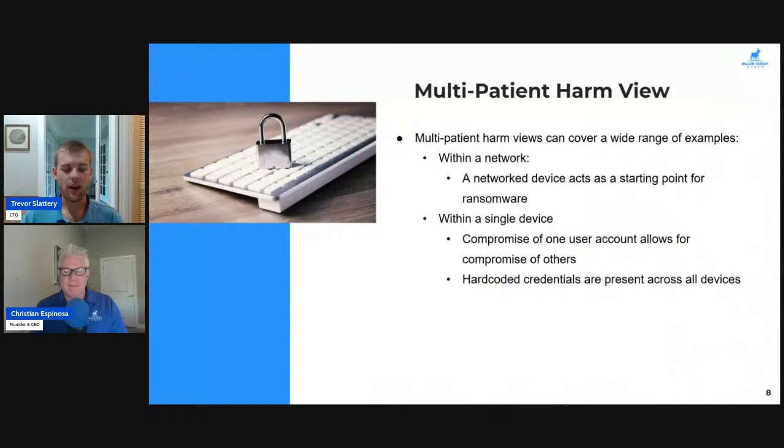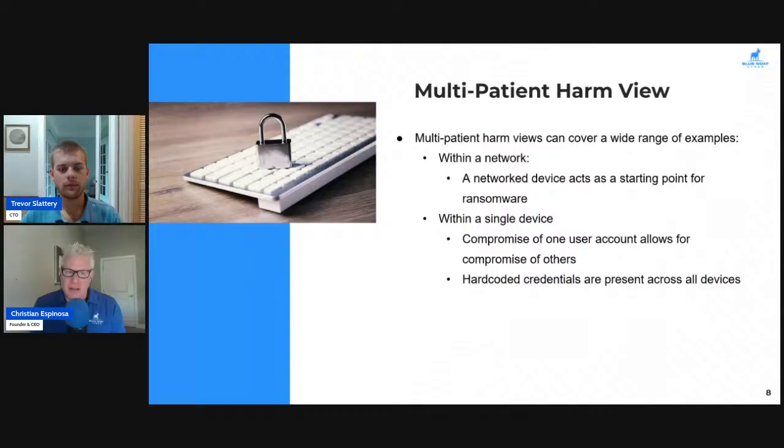Cool. Some of the other situations that can come up, outside of compromise of a network device that spreads out into other devices, I always like to talk about the compromise of one user account compromising other user accounts. This would be broken authentication or broken access control. What we're essentially saying here is there's a design flaw where someone can access someone else's information, or one level of privilege can access a higher level of privilege. While this is still confined to a single device or a single system, it is going to lead to the compromise of multiple patients through a single exploit. And as such, we want to consider that as a multi-patient harm view as well.